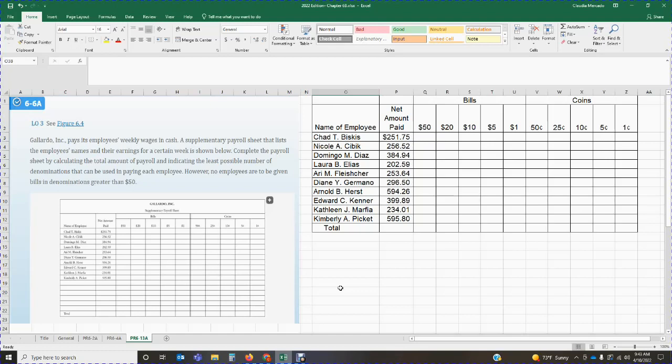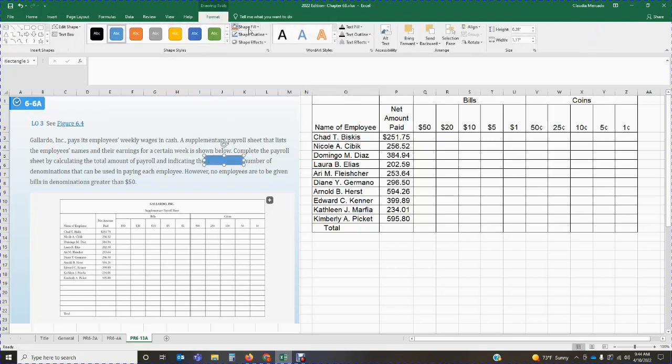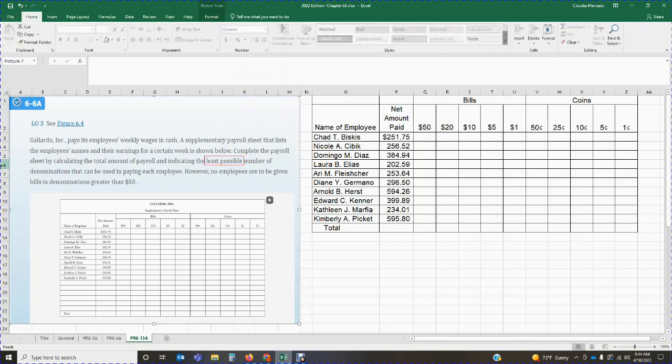The key here is the least possible. It's very easy to figure out how they're going to get paid, but the least possible, this is the key word. The least possible number of denominations that can be used in paying each employee. However, no employees are to be given bills in denominations greater than 50. So we're paying our employees with bills, all of them $50 or less and in the least possible number of denominations.